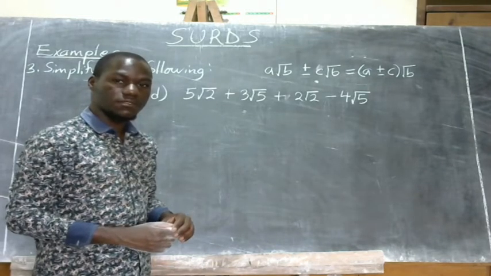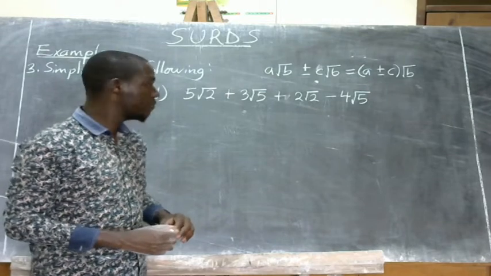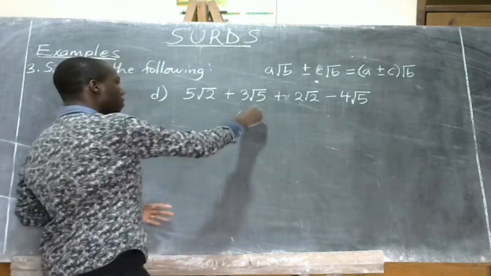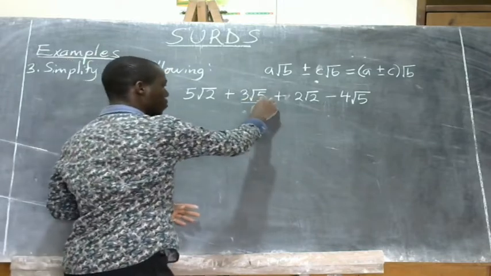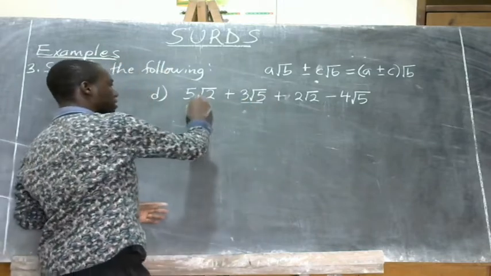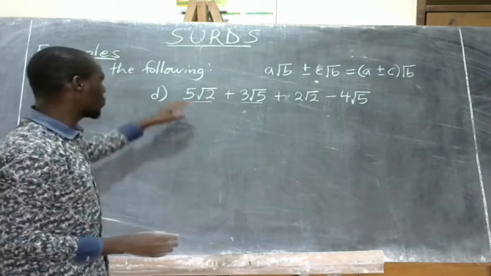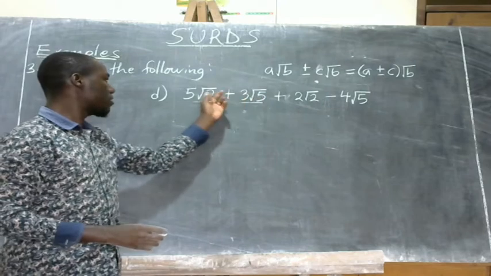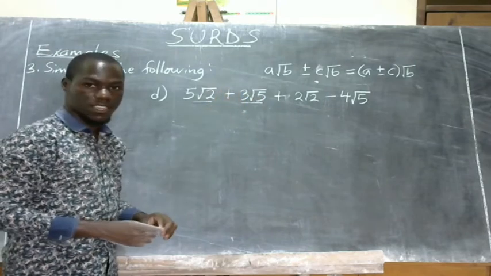Lastly, we can have surds which are not the same. So don't add them if they are not the same. For example, this is root 5 and then this is root 2. So we cannot add 5 plus 3 there because these roots here are not the same.